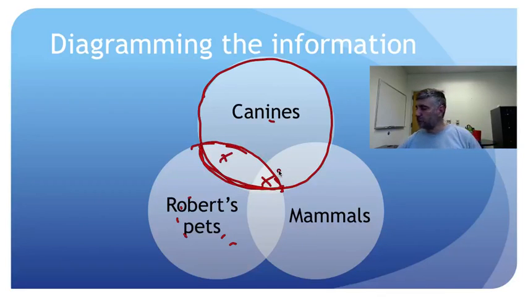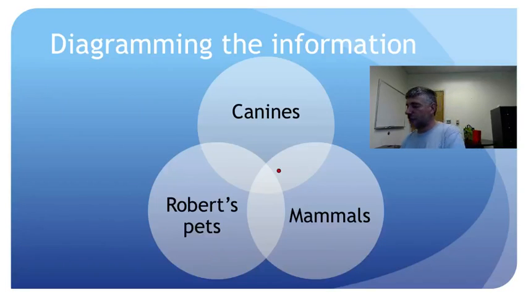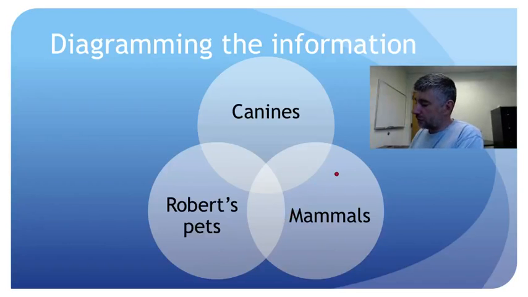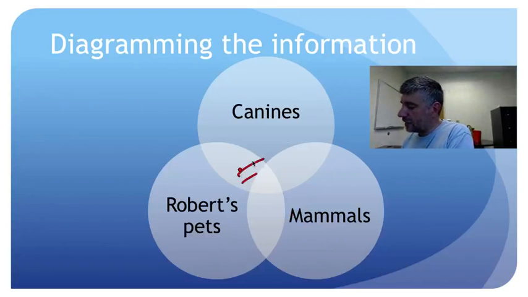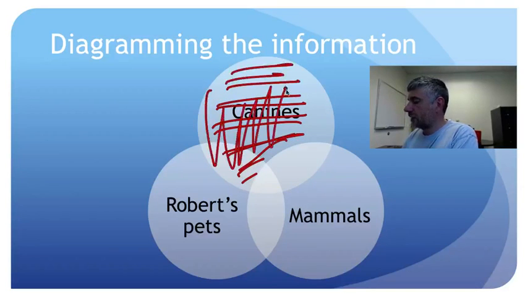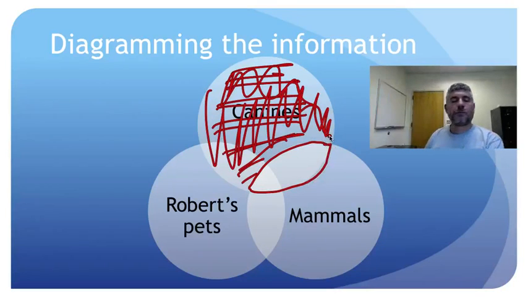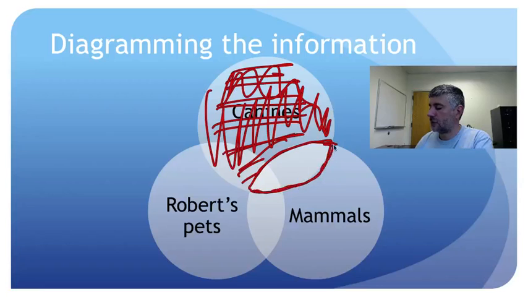Well, now let's look at premise 2. What do we find out from premise 2? What we find out is that only mammals are canine. Okay, well, if only mammals are canine, then that means that there can't be any canines outside the circle of mammals, right? All the canines, whatever canines there are, are in this region right here. There aren't any canines outside the mammal circle. So, we know that whatever canines there are have to be in this intersection right here, the circle of canines and the circle of mammals.